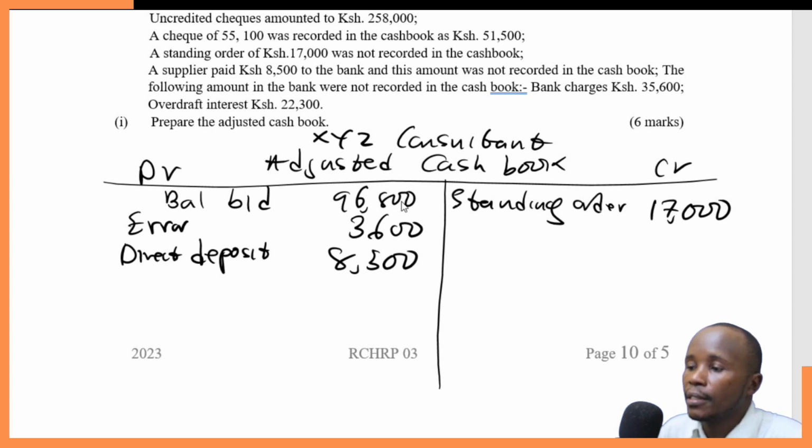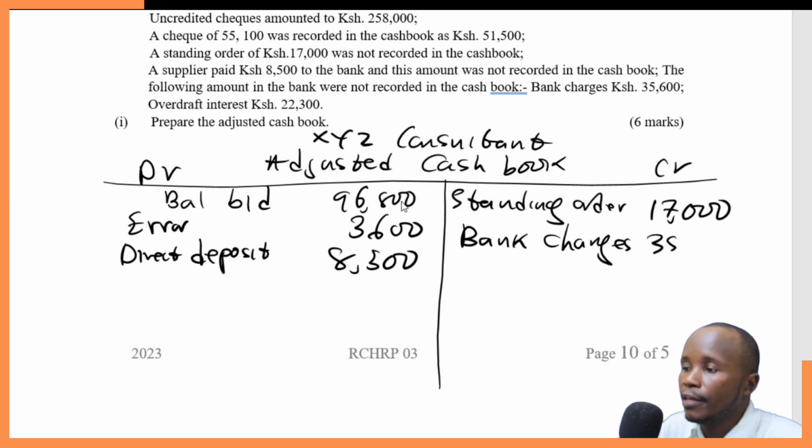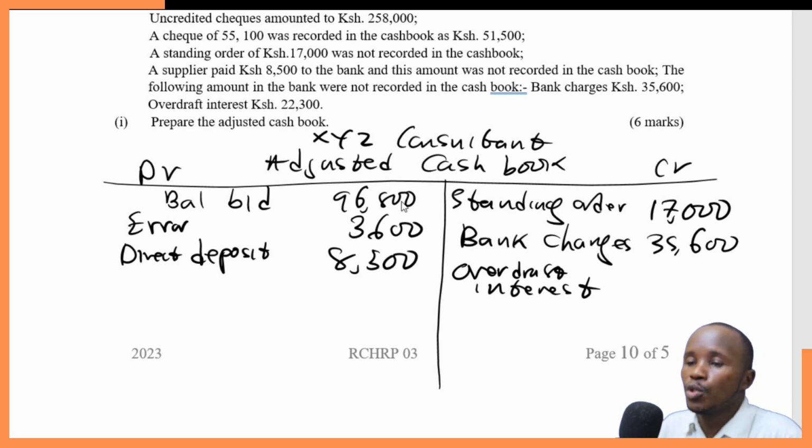The following amounts in the bank were not recorded in the cash book. Bank charges are supposed to reduce your amount. They were not recorded, so you credit that 5,600. Overdraft interests. You see, when you take an overdraft, suppose that is a loan. So an interest on loan is supposed to deduct your money.